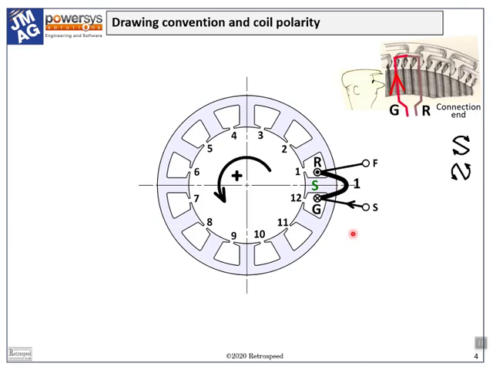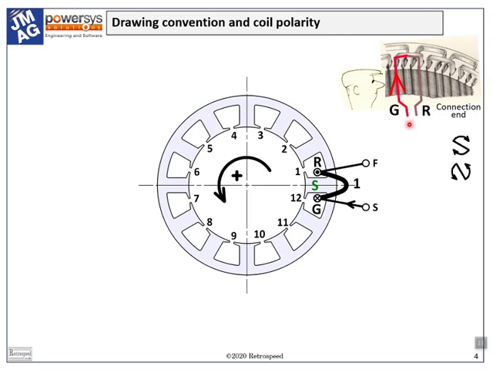We need a convention for drawing coils. This is one possible convention. In the center diagram, we're looking at the stator from the connection end. In the little diagram at the top, the connection end is at the bottom, and I stick my head into the bore of the stator. I look at one coil. It has two coil sides and two terminals.